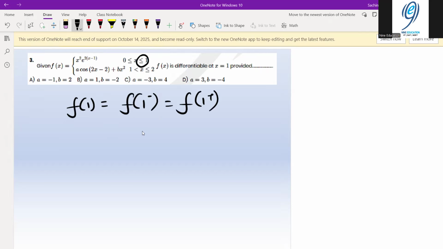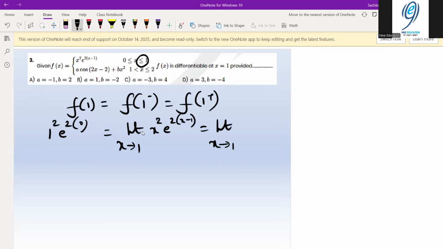Equality is given on this side, right? So f of 1 is nothing but what you get by substituting 1 in place of x in x square e power 2 times x minus 1. So I have 1 square e power 2 times 0. And for the left limit, you have to calculate limit as x tends to 1 of x square e power 2 times x minus 1. That's because you're calculating left limit. You take the definition for x less than 1. And this should also be equal to the right limit.